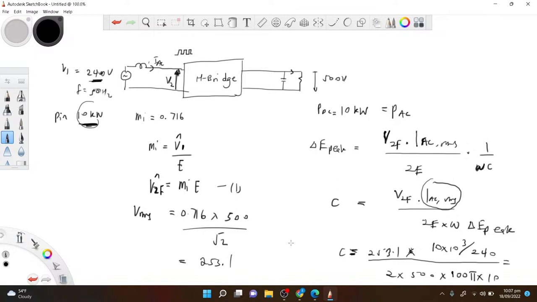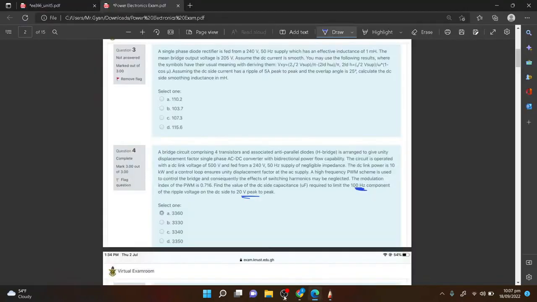Let's do this. Take your time. 100 pi times 10. So you get the answer to be 3360 microfarad. Let me see. 1, 2, 3, 4, 5, 6. I think I missed something.